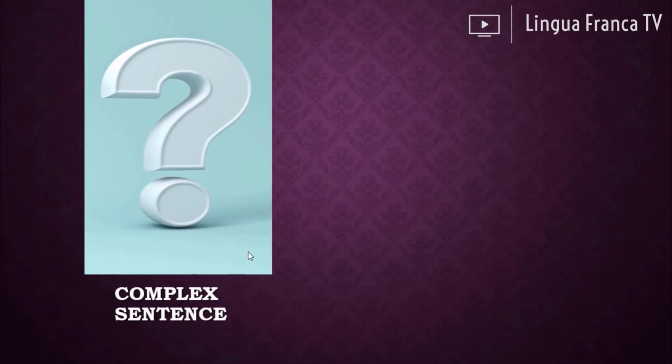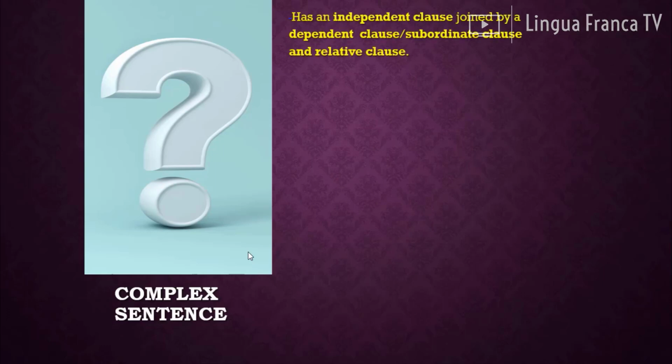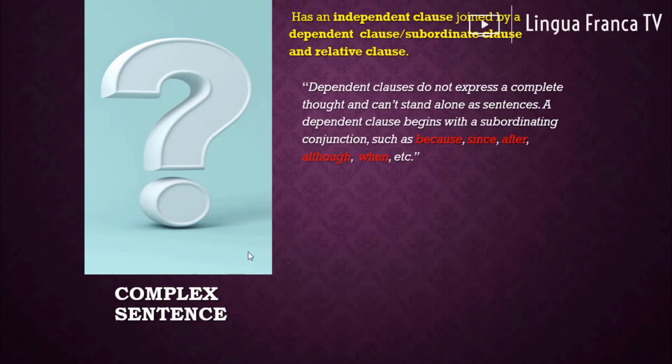Compound complex sentences will be coming after it. But before that, we are going to talk about the complex sentence. So a complex sentence has an independent clause joined by a dependent clause, which is also called a subordinating clause or relative clause. Dependent clauses do not express a complete thought and can't stand alone as sentences.